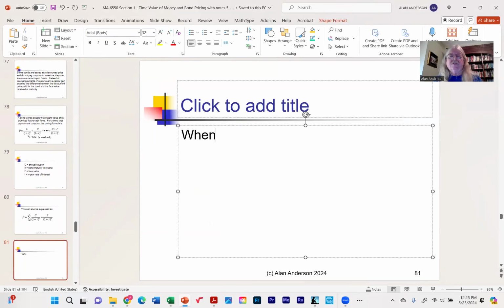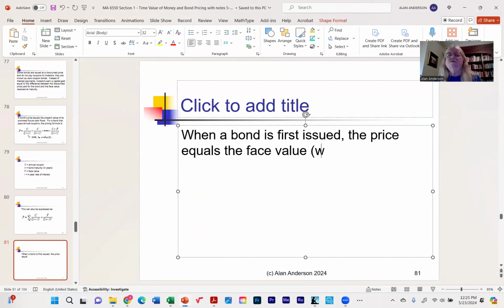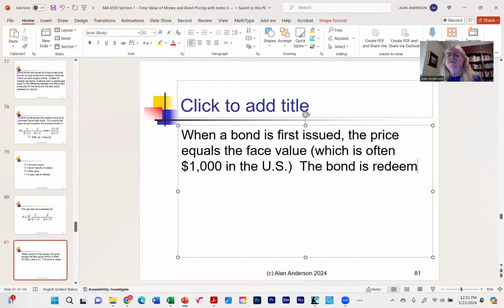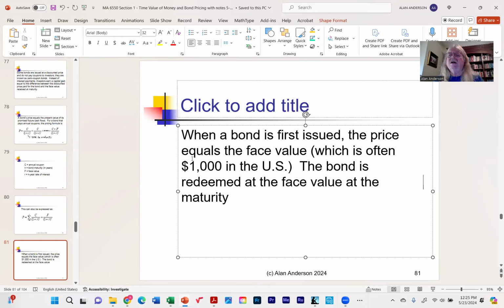When a bond is first issued, the price equals face value, which is often $1,000 in the United States. It doesn't have to be. It could be 10,000, let's say, or 100,000, but 1,000 is a common choice. And then the bond is redeemed at the face value at the maturity date. In other words, if you buy this bond, you'll get your $1,000 back at the end.